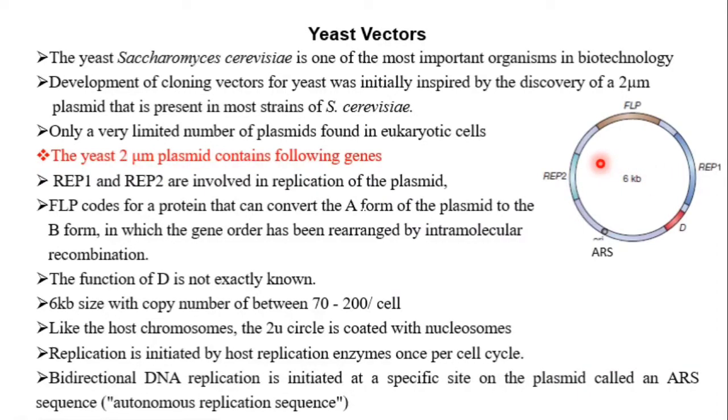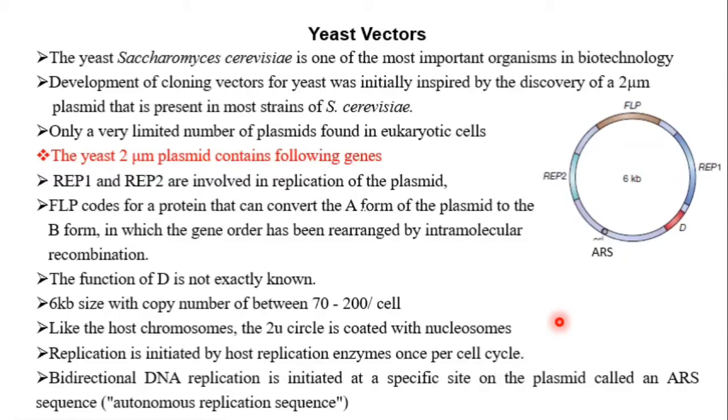This 2 micron plasmid is 6 kb in size, and each cell may contain 70 to 200 copies. Like the yeast chromosome, this 2 micron circle plasmid is also coated with nucleosomes. I hope you know about nucleosomes.